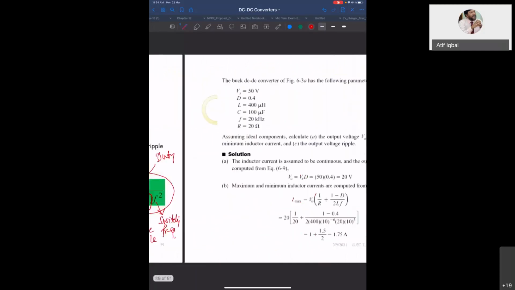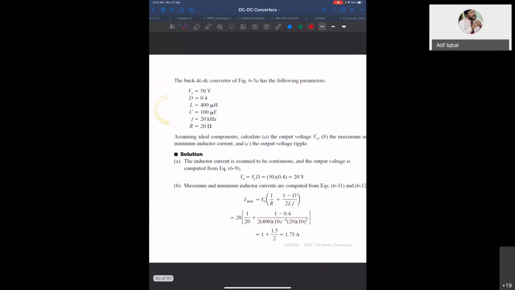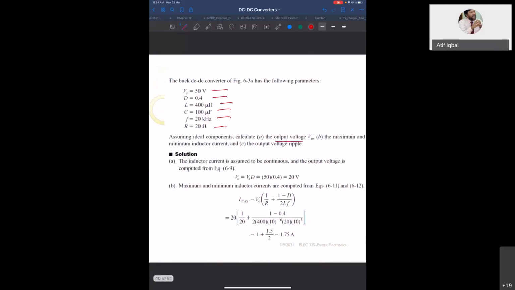So let us see the example. It says that the buck DC-DC converter has the following parameters. These parameters are already given. Assuming ideal components, calculate the output voltage, the maximum and minimum inductor current, and the output voltage ripple. So output voltage is D into Vs. So you simply get this.